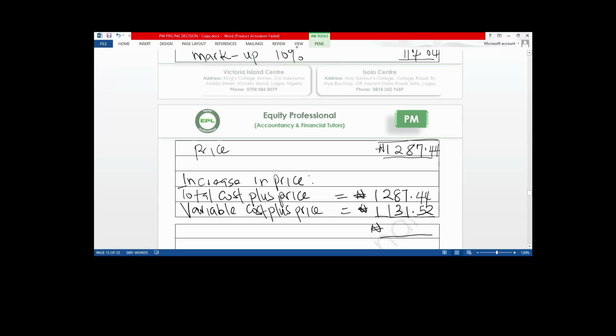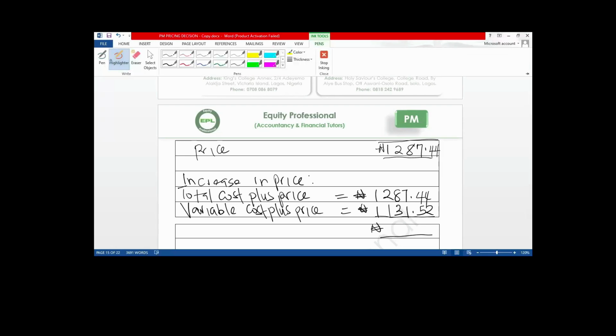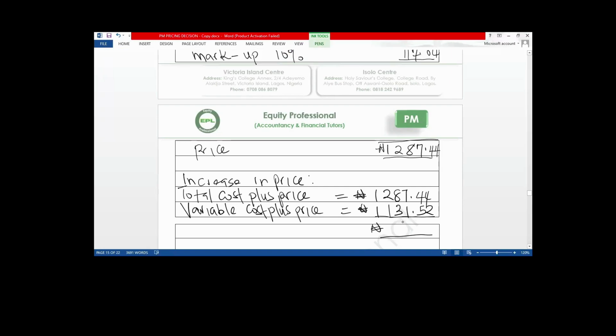So I'm trying to pick my pen. Okay. Sorry, I'm coming. Okay, 155.92.